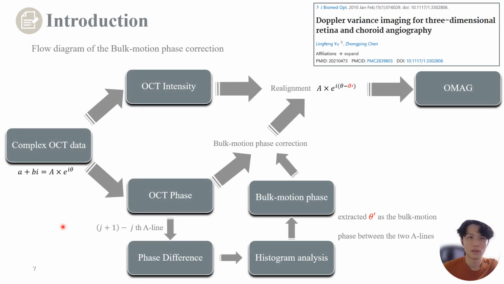Okay, and this flow diagram is the approach of another paper on bulk motion phase correction, which focuses on correcting the phase between two A lines by histogram-based analysis.